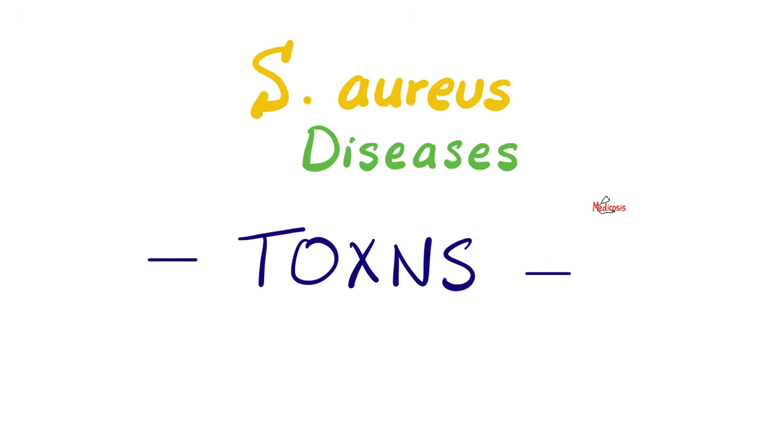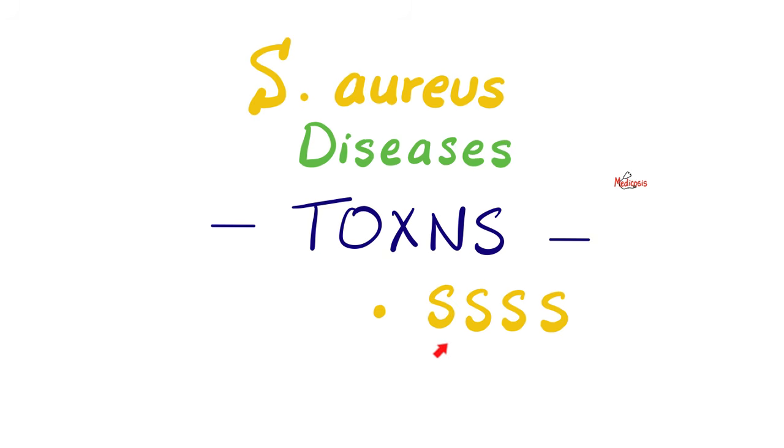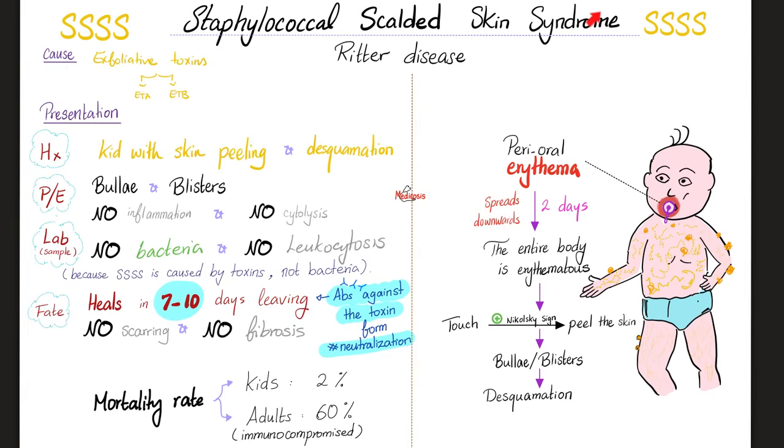Now let's talk about the toxins. When staph secretes toxins, it can lead to staph scalded skin syndrome, toxic shock syndrome, food poisoning. Let's talk about SSSS. Here's a kid with skin peeling, skin desquamation, positive Nikolsky sign, which means when you touch the baby's skin, the skin peels off. Really? Just with mild pressure? Yeah, that's a positive Nikolsky.